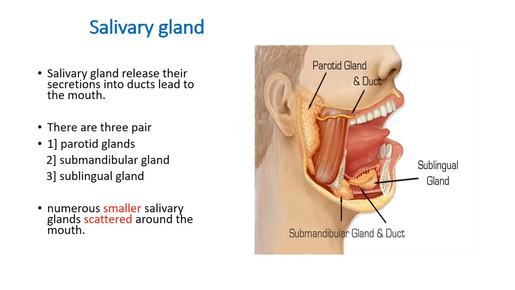Now, salivary glands. Salivary glands release their secretion into a duct that leads to the mouth. Okay, there are three pairs. First one is the parotid gland, second is the submandibular gland, and third one is the sublingual gland. Numerous smaller salivary glands are scattered around the mouth.